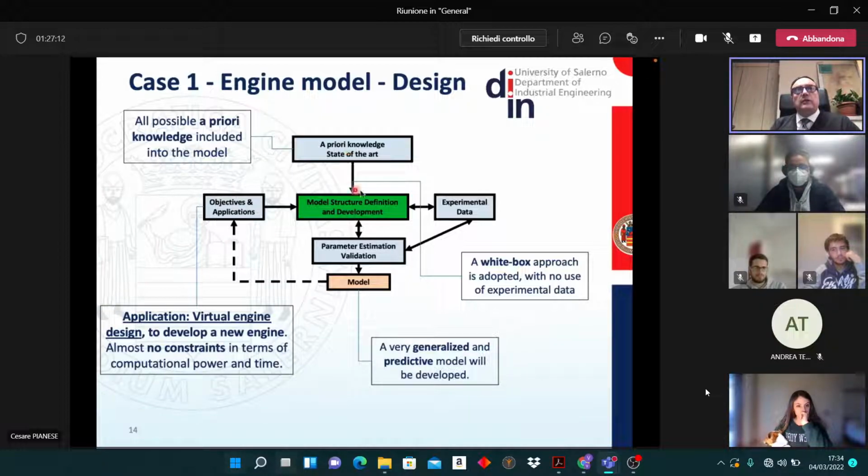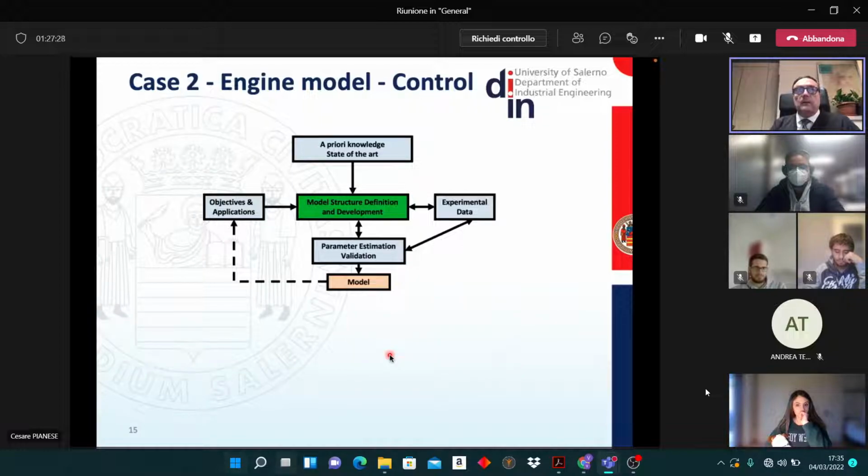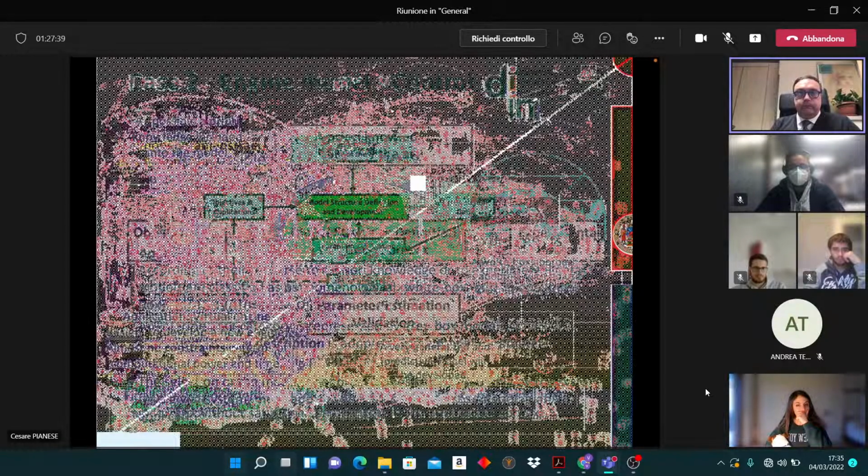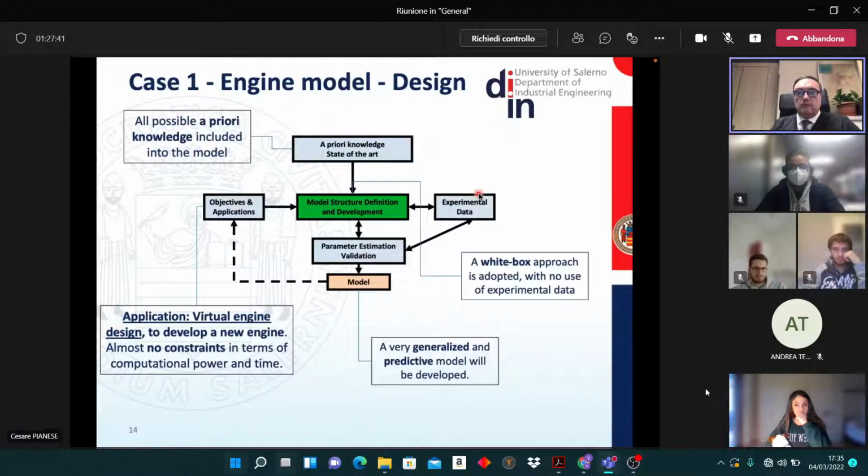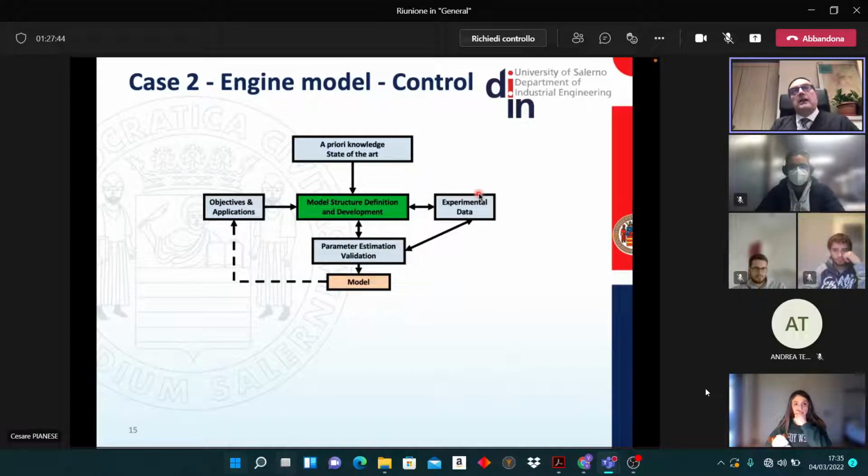So finally, what is the application? So the structure is a white box model, as we said, 3D, chemistry, and so on. And this is a very generalized and predictive model that will be developed and used. Suppose that our objective is not the design anymore, but is the control. So you know what is the difference, okay?